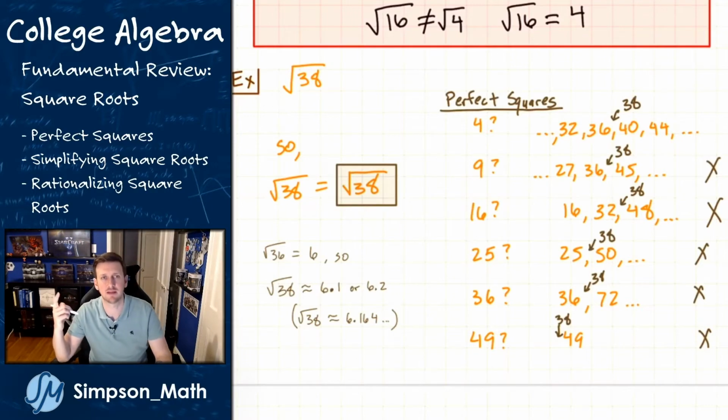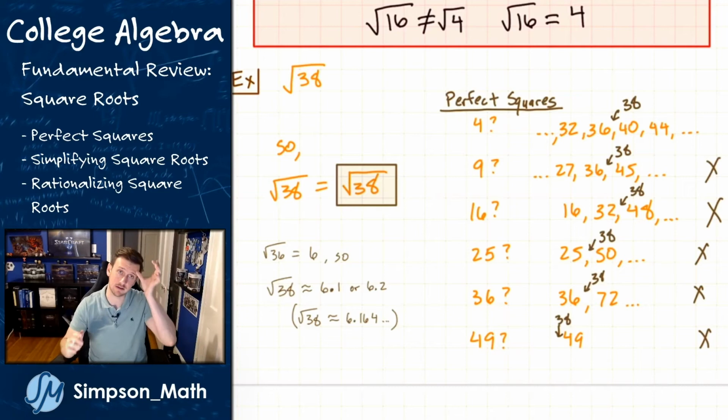Let me go through my thinking process for this. All right, so first, I think about square root of 38, and I think, okay, well, 38's even. That's good. So if you see an even number, there's a 50% chance.